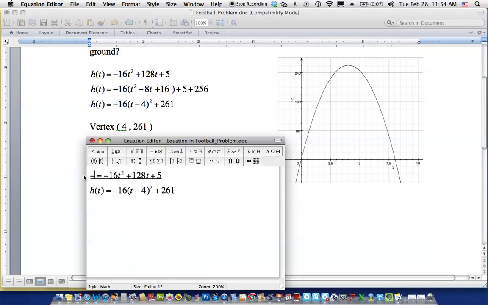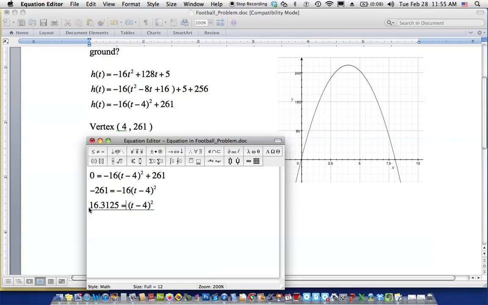We're going to set this to 0. Let's just start with this function, and we'll set this to 0. Our first step is to subtract 261 from both sides. When we do, we get 261 equals negative 16t squared. Our next step is to divide both sides by 16. When I divide both sides by 16, on this side I get 16.3125, and on this side I get nothing.